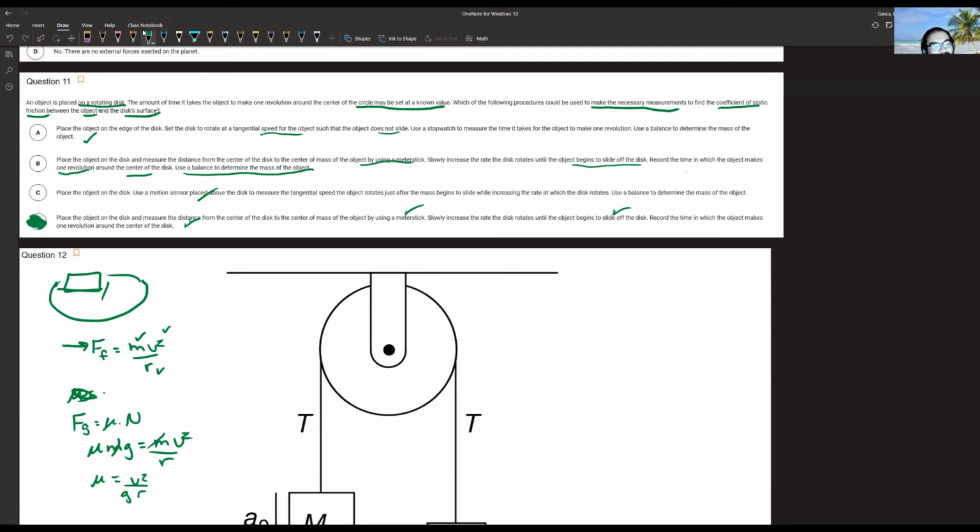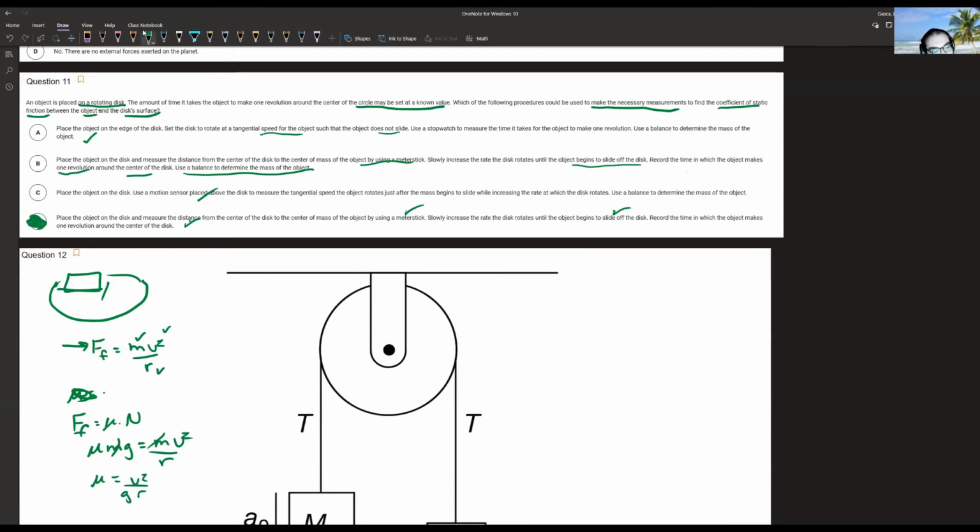I did the work here, but I didn't even think about that. Yeah, you don't actually need the mass. If we're looking at just mv squared over r, mass, v, and r are necessary, but that's for the force of friction. We're looking for the coefficient of friction, mu.